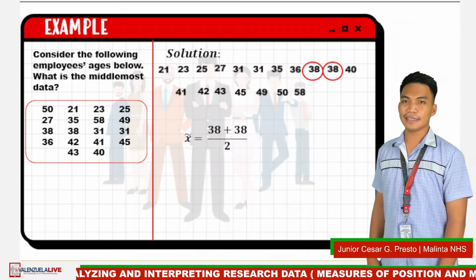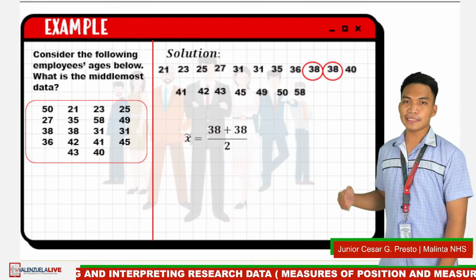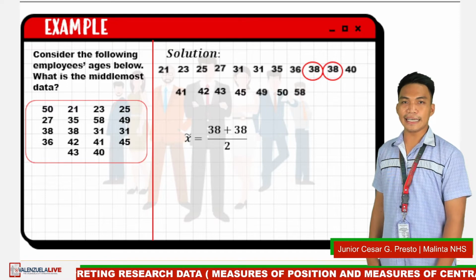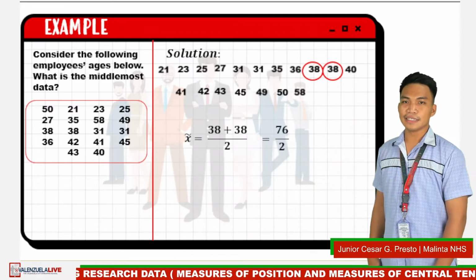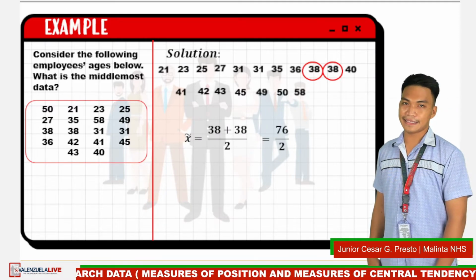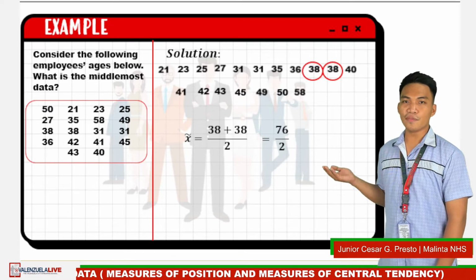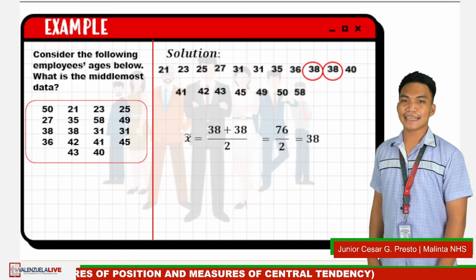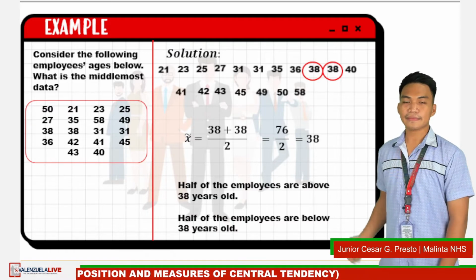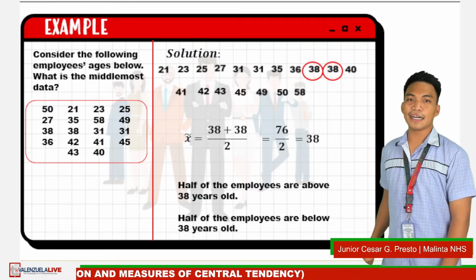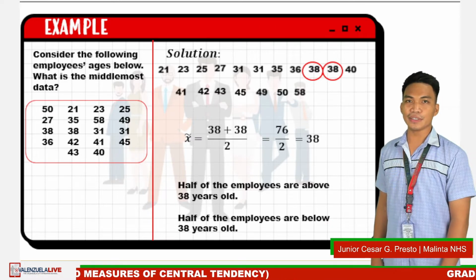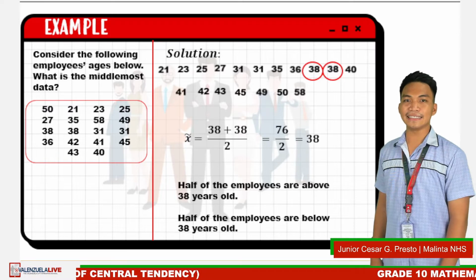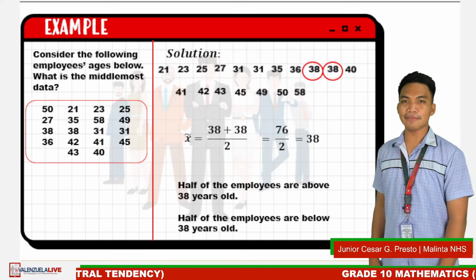We have x tilde, represented as median, is equal to 38 plus 38 all over 2. Simplifying, we will get 76 over 2 or 38. This means that half of the employees are above 38 years old, or half of the employees are below 38 years old.